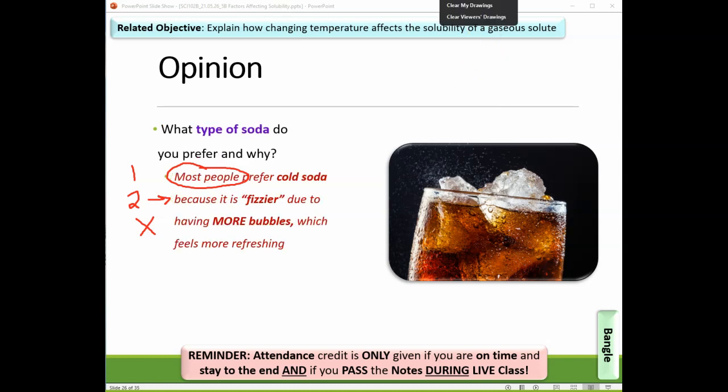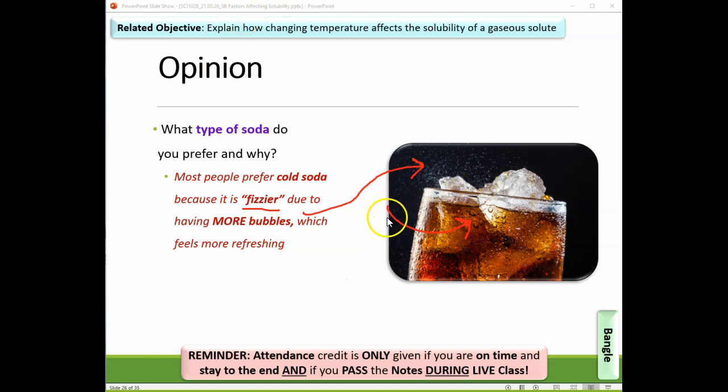All right, well, I would say that a lot of us prefer cold soda because it's more refreshing. So first off, it's fizzier, right? Which means that it has a lot more of those bubbles. You can kind of see those bubbles here and here. As well as just sometimes cold things tend to be more refreshing, right? You generally don't want something hot in the middle of the day, so cold soda is going to feel more refreshing in the middle of the day, right?